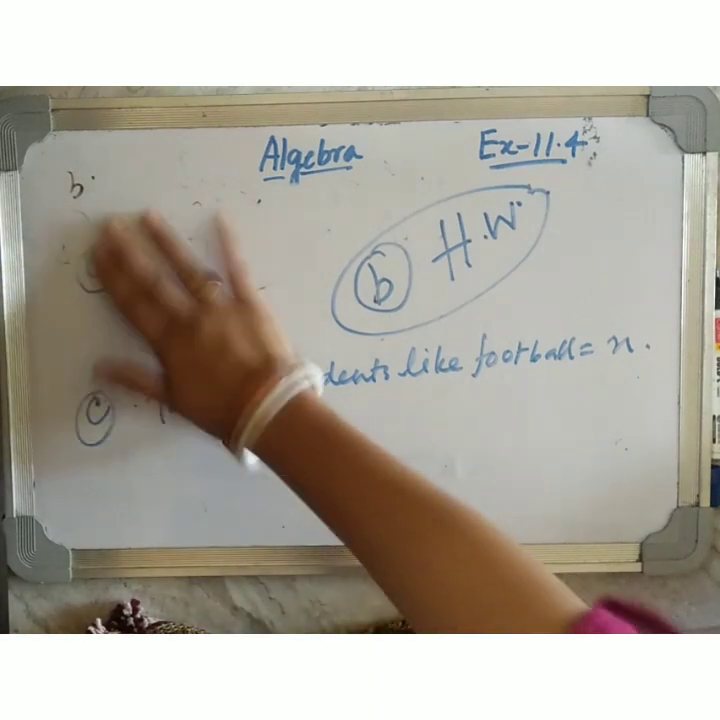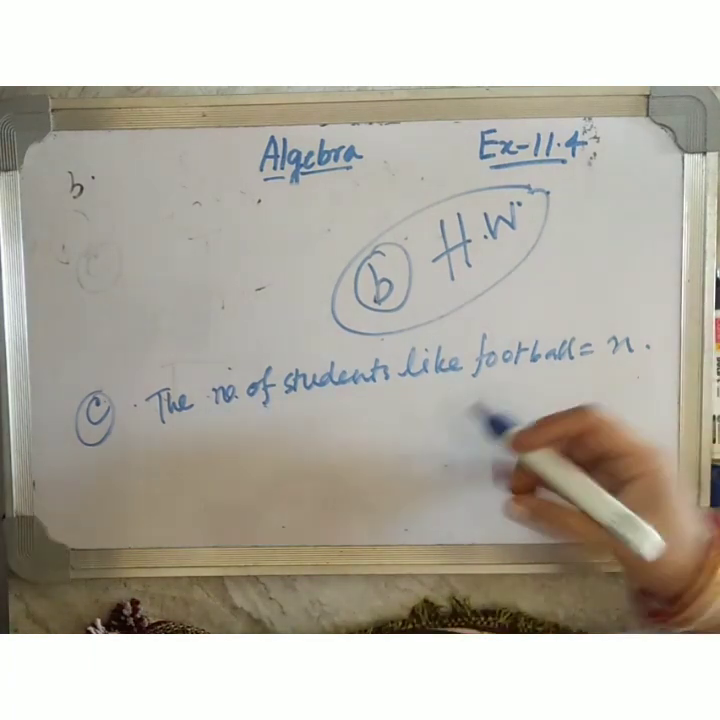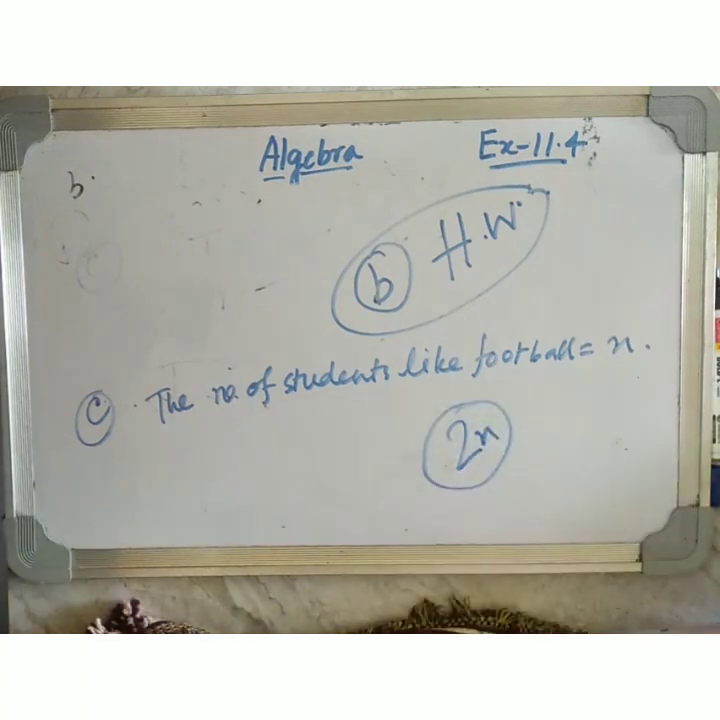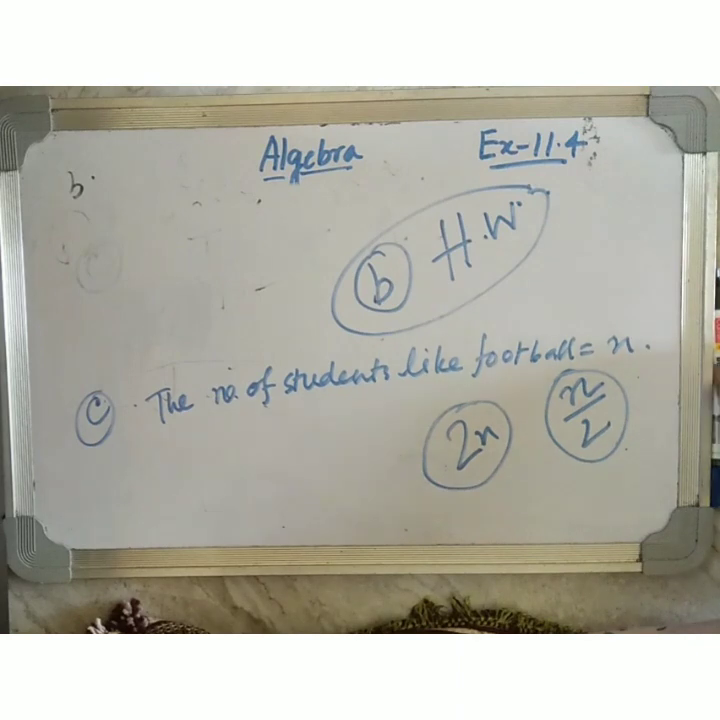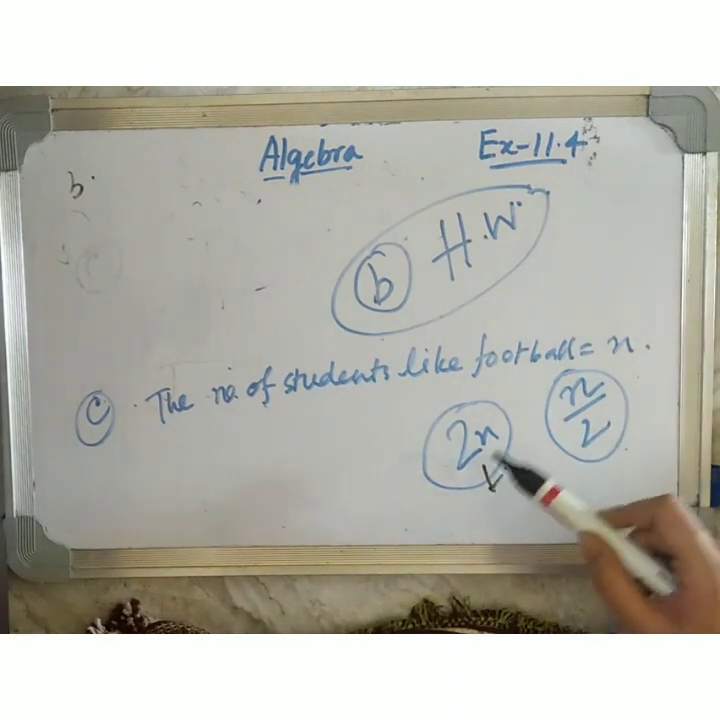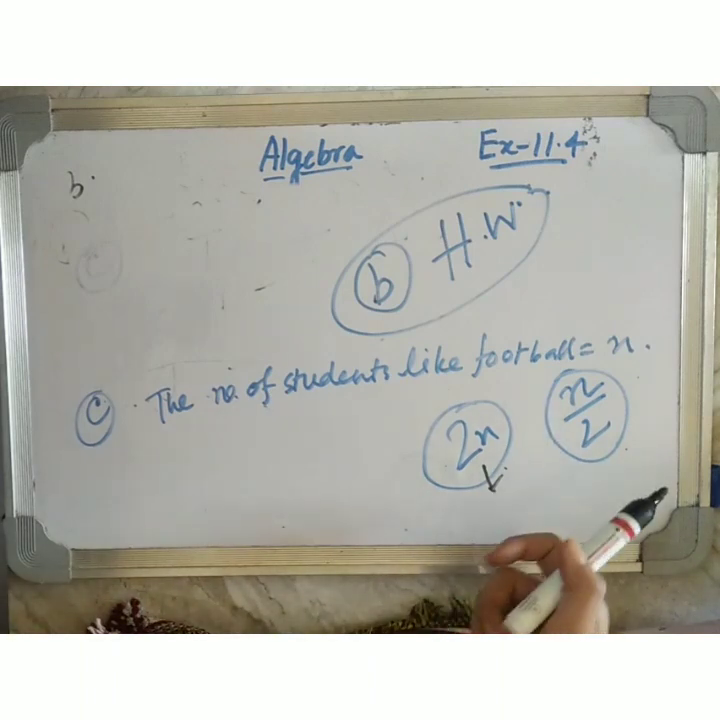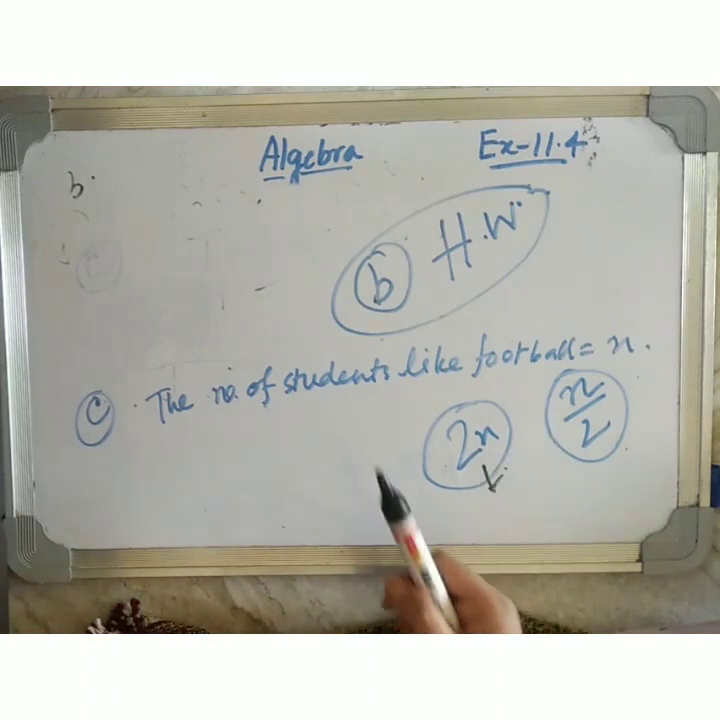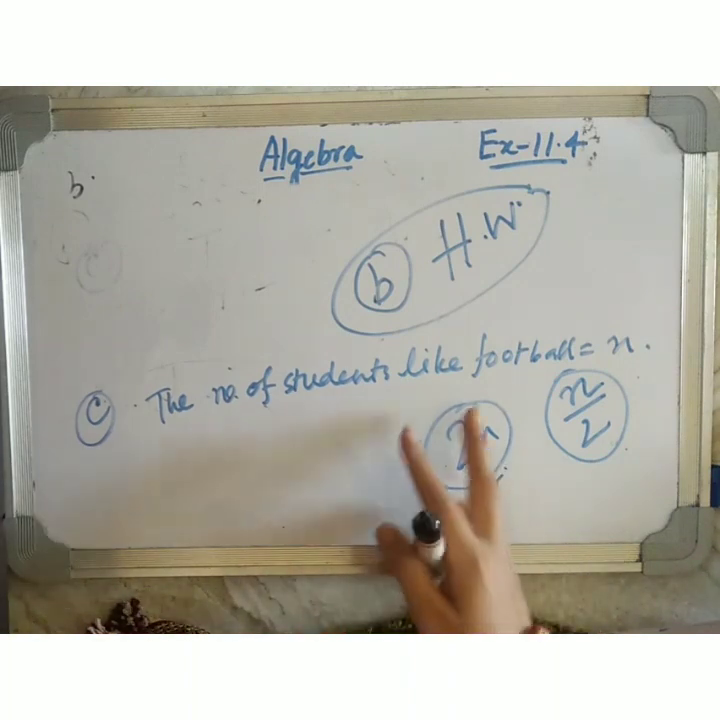So question number B will be your homework, and for question number C, it is written the total number of students who like football is N, and the number 2n will indicate what? We have to find it out, and the number n by 2 will indicate what? Okay. Now what to do? 2n is such a number which is twice the number of the students who play football. And n by 2 is the number of students which is half of the number of students who like football. And in the question it is asked that we have to find any other game other than football.